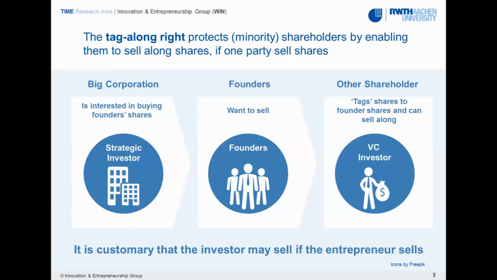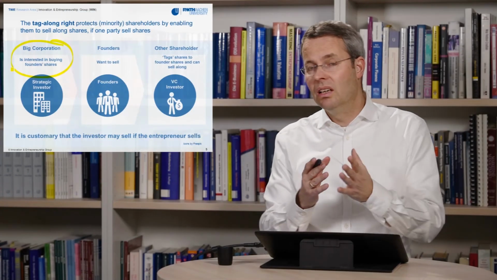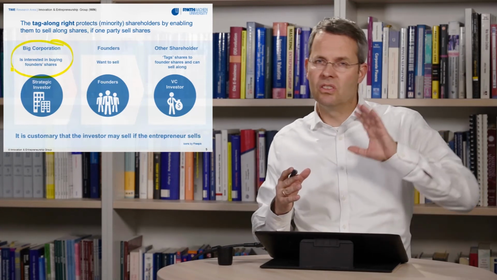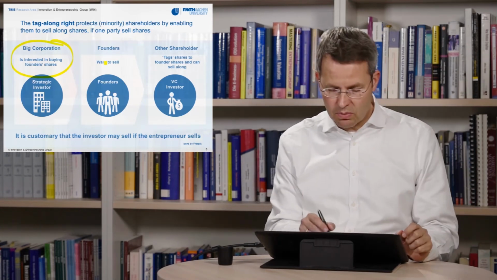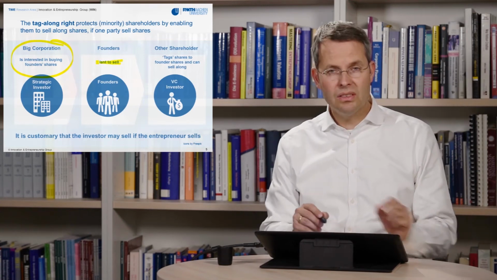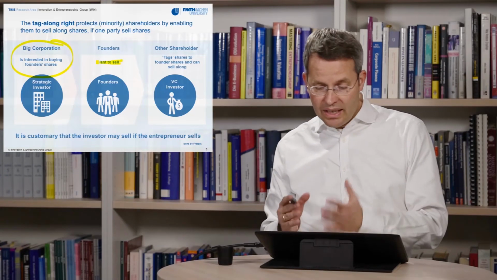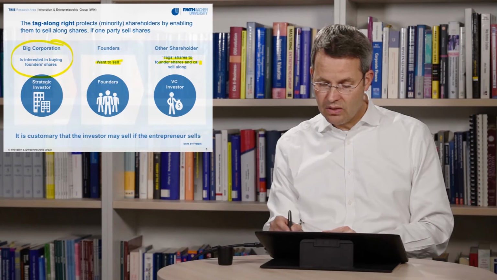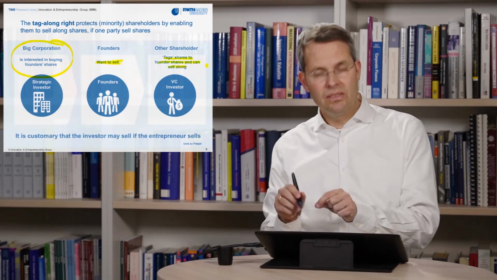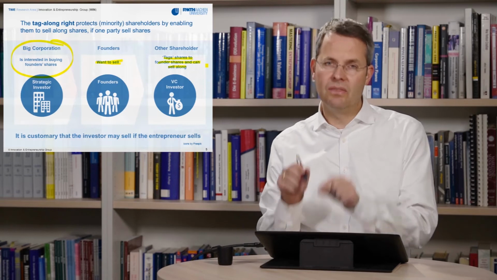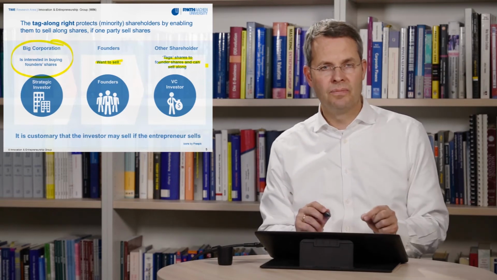On the other hand, the tag-along rights protect minority shareholders to sell along shares with others. So the case is a little different here. If a big corporation comes up and says, I'm interested in buying founder shares, I just want to have access to technology, for example, I give the founders some money. So the founders want to sell, and if there's no tag-along, the others are not able to sell. But the tag-along rights, they tag shares to founder shares, and then all the other investors, especially the VCs who would like to have this tag-along right, they can sell along.